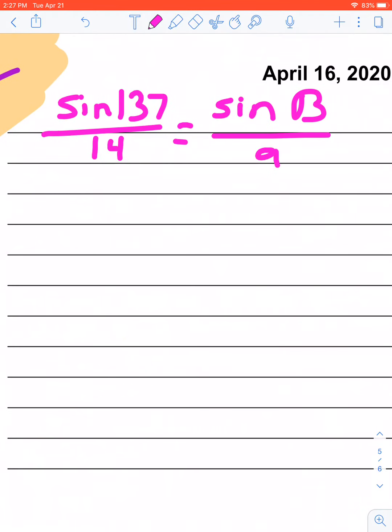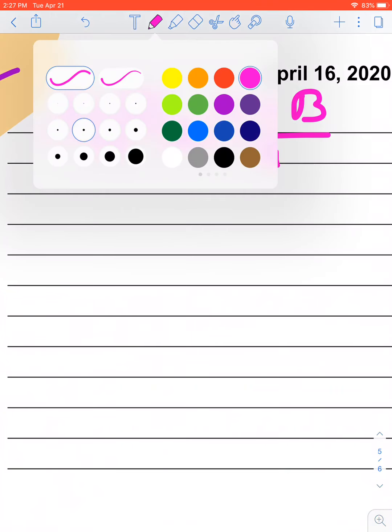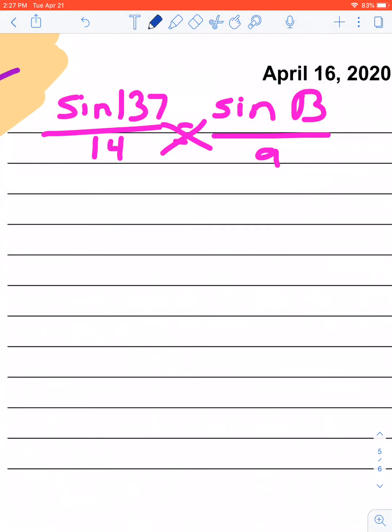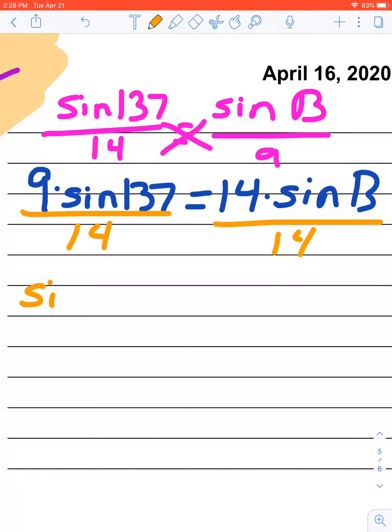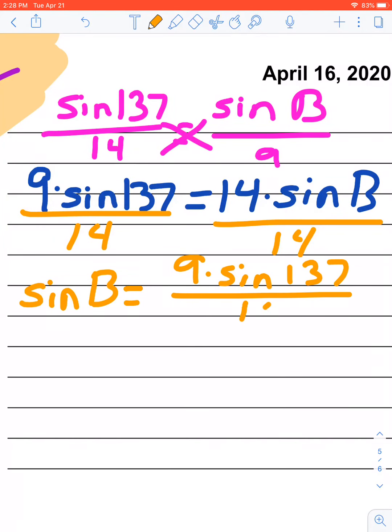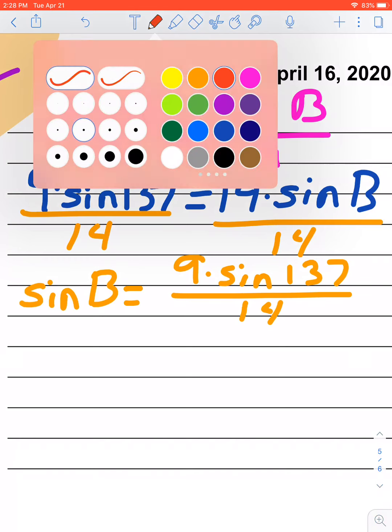So again, you only use law of cosines once, then you go straight back into law of sines. You should be really good with law of sines by the end of this unit because you do it over and over again. So I'm going to cross multiply, then I'm going to divide by 14. And I'm going to flip it so I get sine of B equals 9 times sine 137 over 14. And again, there's no such thing as dividing by sine.